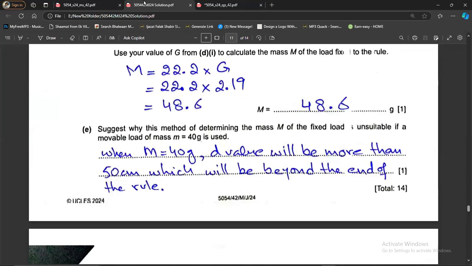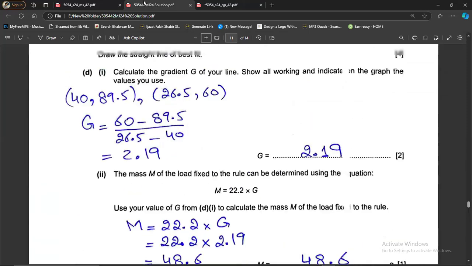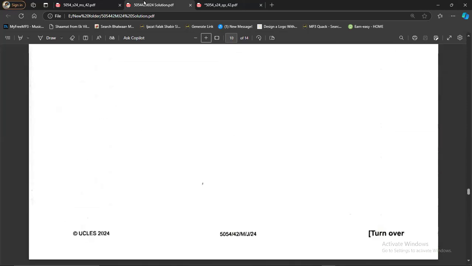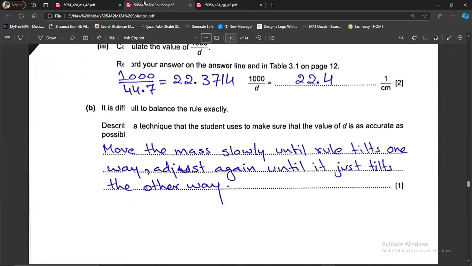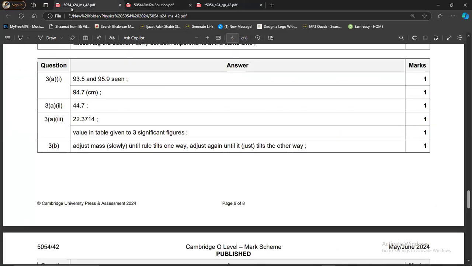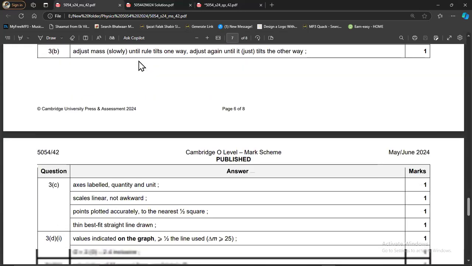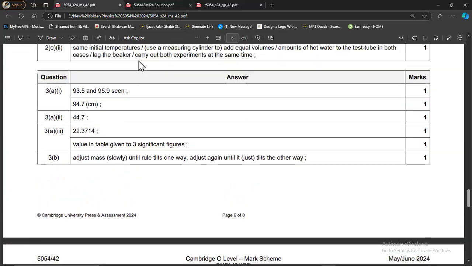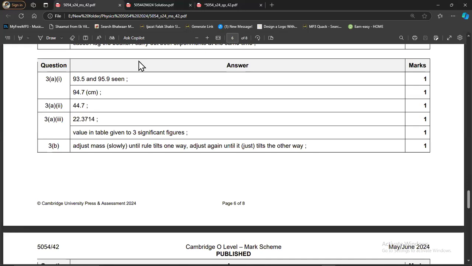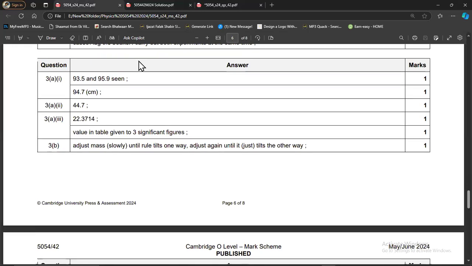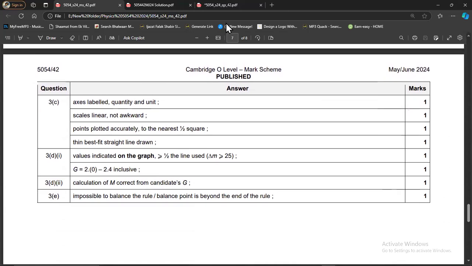So that's why, sorry, I went to somewhere else. This is it: move the mass slowly until the rule tilts one way. Adjust again until it just tilts the other way. I just described that to you. So this is how you can find that point where the rule will be balanced. Let me show you the marking scale. You can pause the video if you want to.